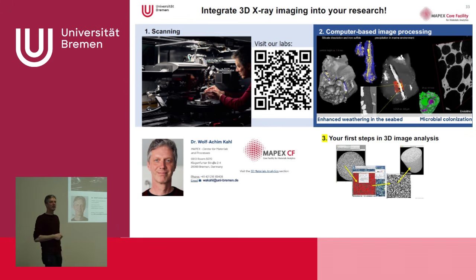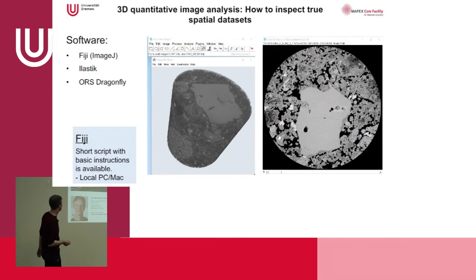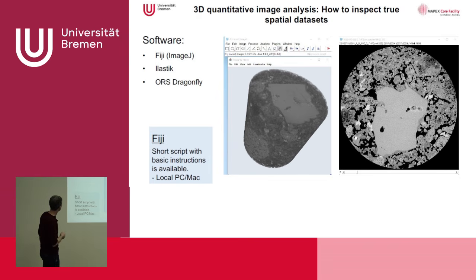So if you want to integrate 3D imaging into your research, of course, a part of it is the computer-based image processing. And there are good programs, free of use. The first thing I encourage you to do, if you would like to look at your samples for yourself, is to use Fiji. We have several quantitative image analysis software to inspect these data sets. Fiji is a very nice thing. It can work on PCs or on Macs. And I can provide a script with short instructions.